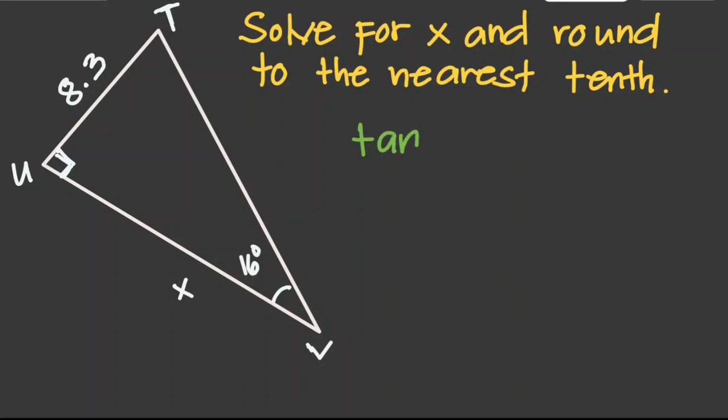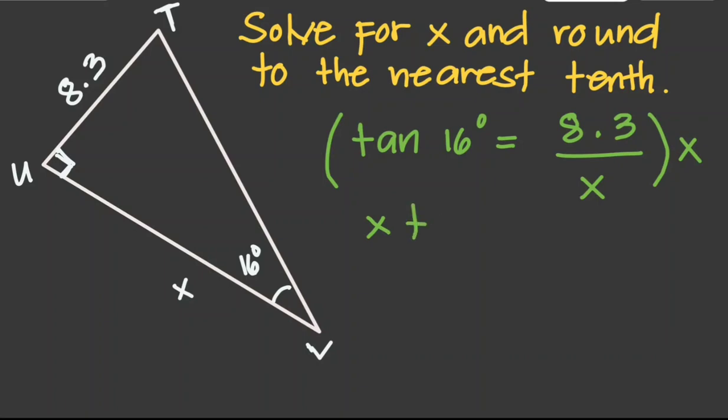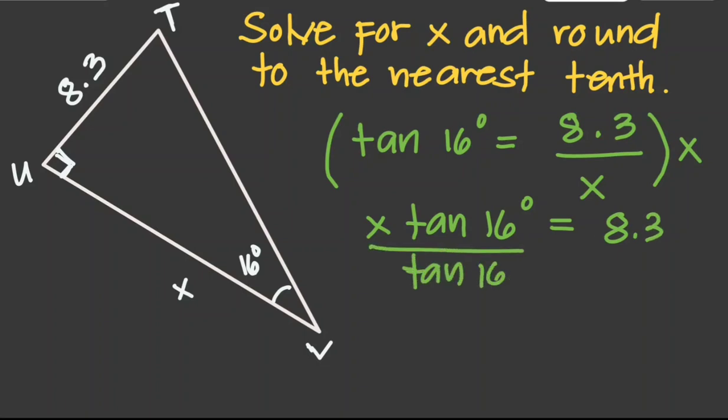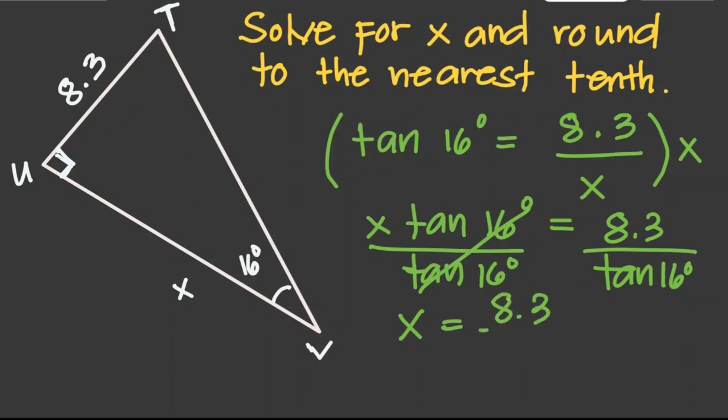So this would be tangent 16 degrees equals the opposite side, which is 8.3 over x. And then we multiply both sides by x to cancel x here on the right. So we have x tangent 16 degrees equals 8.3. Then we divide both sides by tangent 16 degrees, and this cancels out. So our x is just equal to 8.3 over tangent 16 degrees.